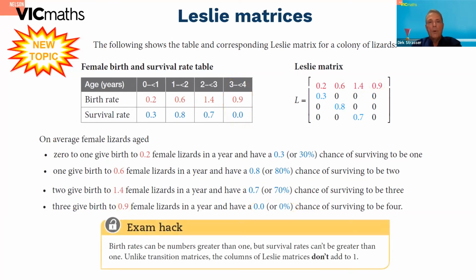Now, birth rates can be numbers greater than 1. Obviously, certain animals can give birth to large numbers in a time span, but survival rates can't be greater than 1. So the blue ones there can't be greater than 1, because you can't survive more than 100% to be in the next age group.